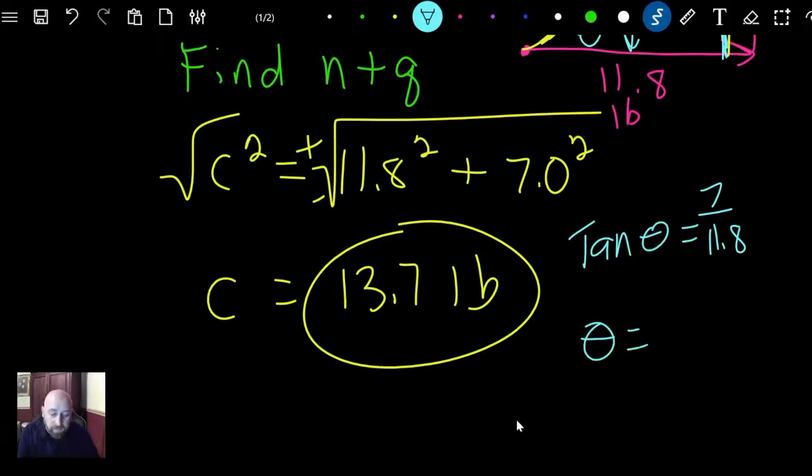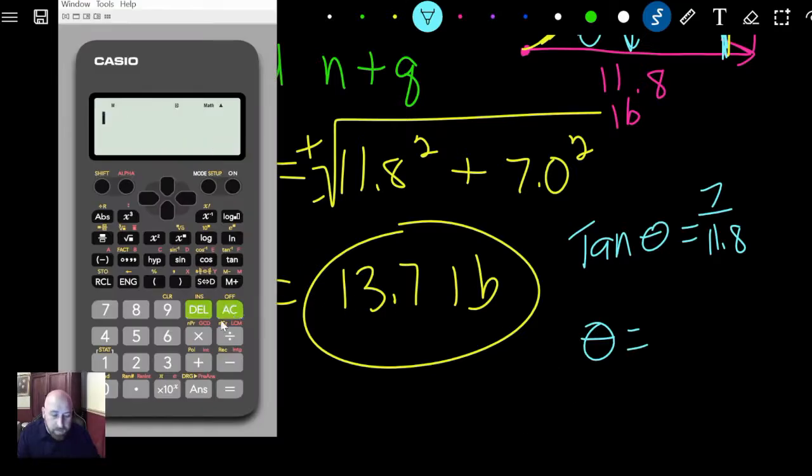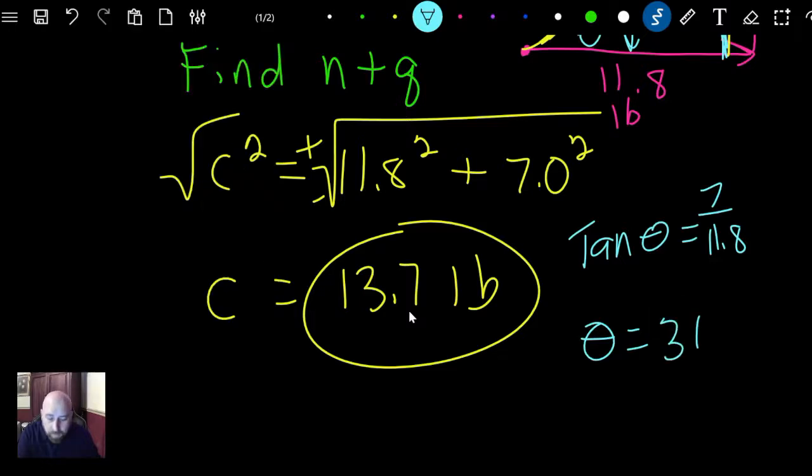So our theta equals, go over here to your calculator, and we're just going to do the inverse tangent of 7, put it in a fraction, 7 over 11.8. And I will close that off, equals. This is a 31 degree angle, or a 30.7 degree angle. We'll do 31 degree angle. So there's our two answers.